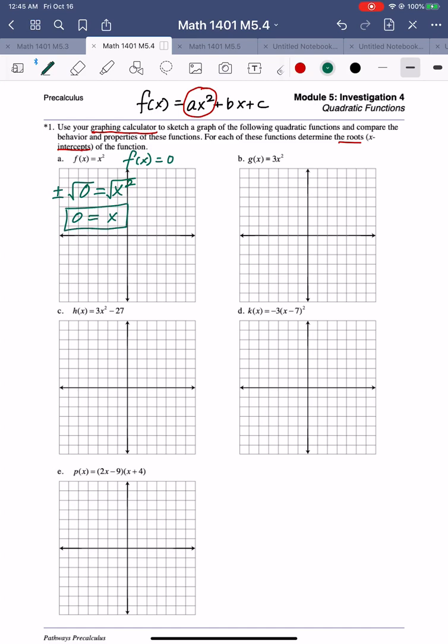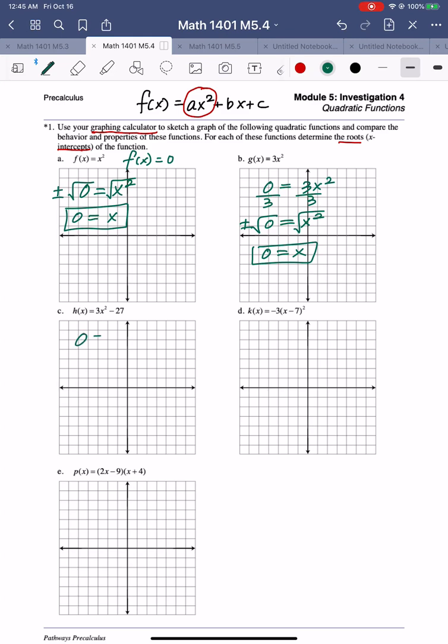For the b function, set g of x equal to 0. 3x squared divided by 3, you still get 0 equal to x squared. Same as that function, square root both sides. Then you get 0 equal to x. So only one solution, which is one root.